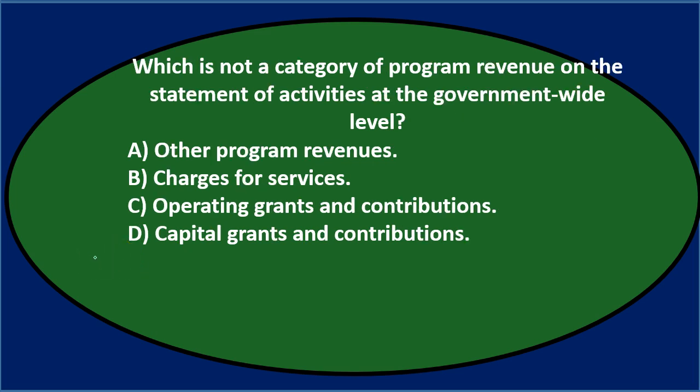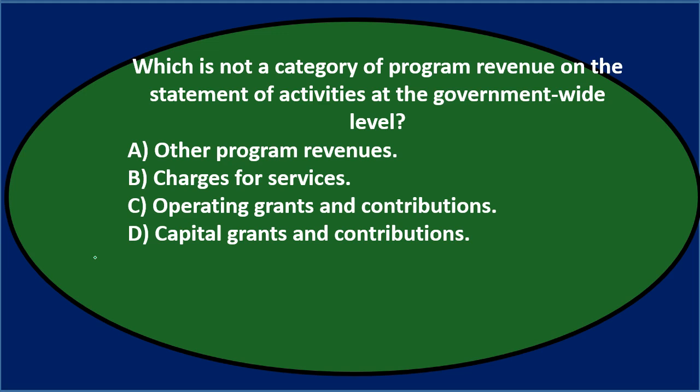Which is not a category of program revenue on the statement of activities at the government-wide level? A, other program revenues, B, charges for services, C, operating grants and contributions, D, capital grants and contributions.